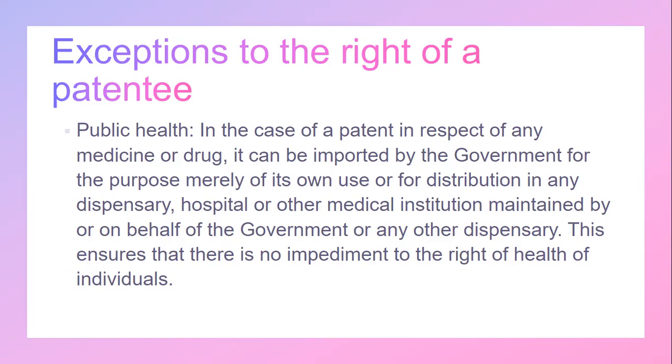Now, suppose I have a patent in India on, say, the Covishield vaccine, right? But there is a shortage of vaccines and we do not have enough vaccines for anyone. Now, what can government do? Government can import more COVID-19 vaccines, even if I have a patent, because public health takes priority over patent rights. So this is a very good example to understand how government can import a product for its own use or for public health purposes, even if you have a patent.